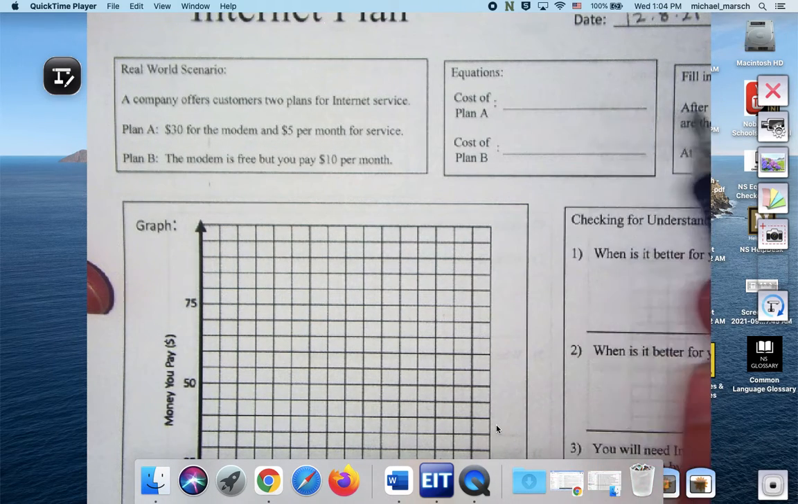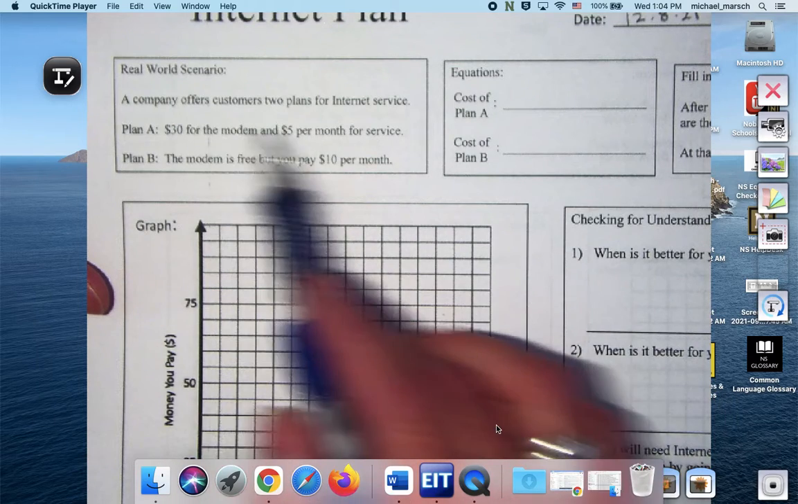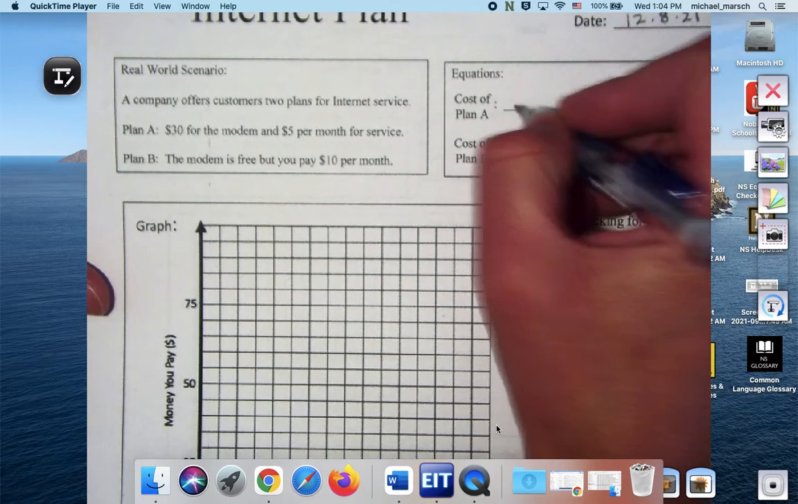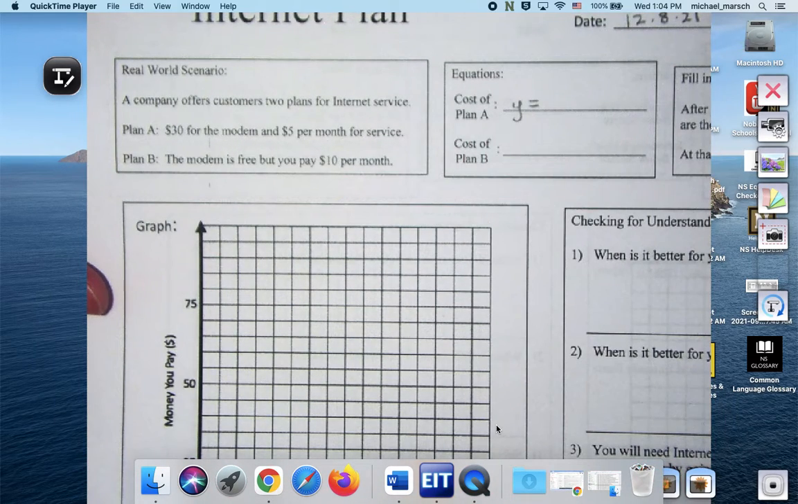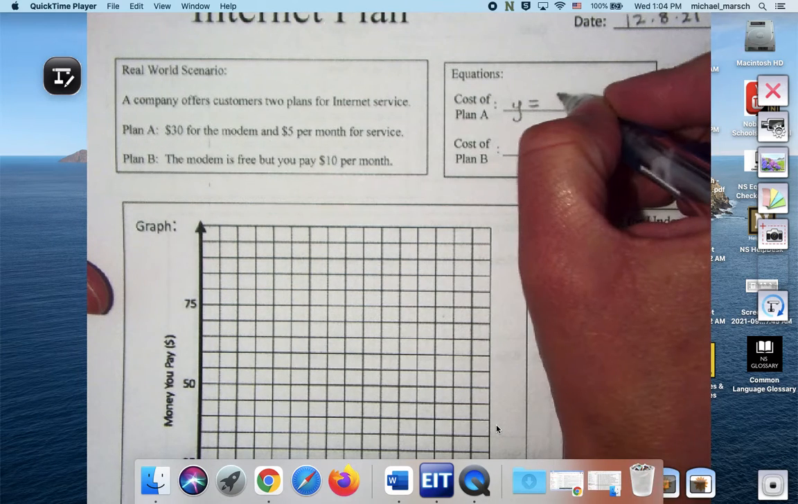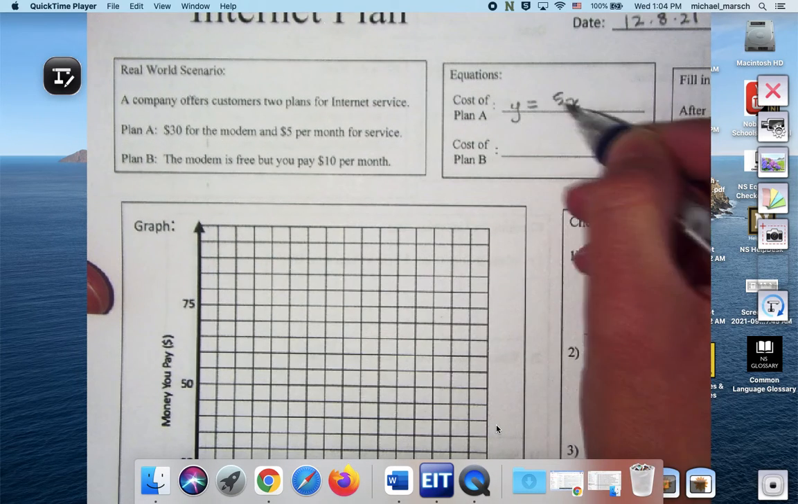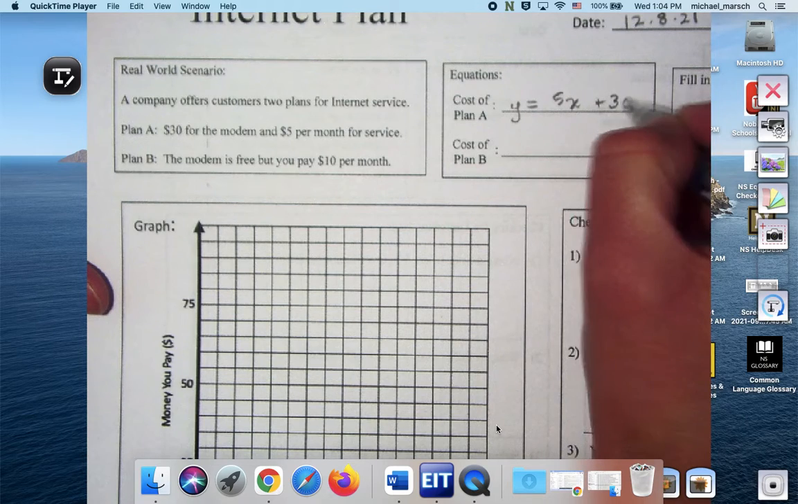So what equation could we write to represent the Plan A equation? I'll give you a hint. It starts with y equals. Addison? Y equals 5x plus 30. Yep, 5x, so $5 per month plus the $30 for the modem.